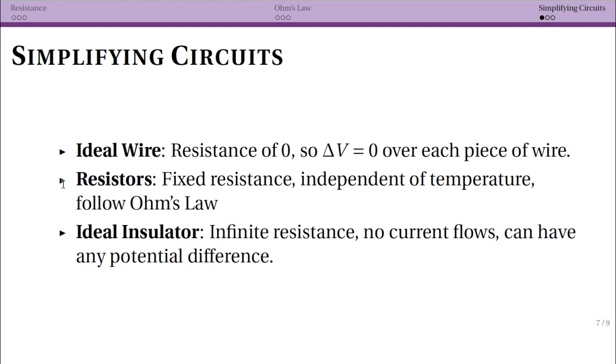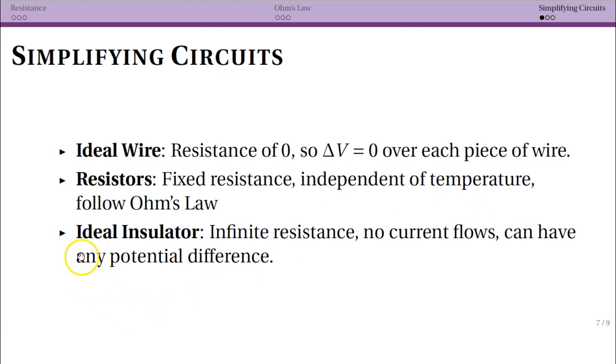Next, we are going to simplify our resistors, which are objects with resistance, by saying that they have a fixed resistance. That means it's independent of temperature. Again, that's a slight simplification, but we really don't want to have complicated things where we're worrying about temperature here. So we're going to say that resistors follow Ohm's law. That's not much of a simplification to make. In the real world, the effect of temperature is very small. So we're going to approximate many materials as perfect resistors, meaning that they have a fixed resistance independent of temperature.